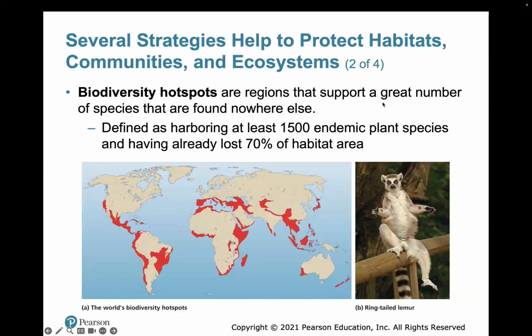Biodiversity hotspots are regions that support a great number of species that are found nowhere else. To qualify as a hotspot, a region must harbor at least 1,500 endemic plant species, and in addition, a hotspot must already have lost 70% of its habitat to human impact, or it might be at risk. So these areas highlighted in red are biodiversity hotspots.